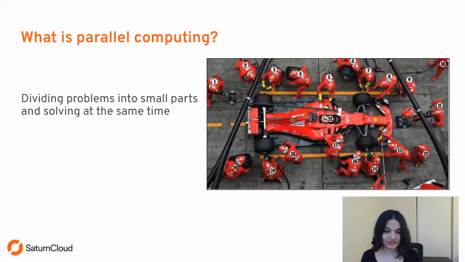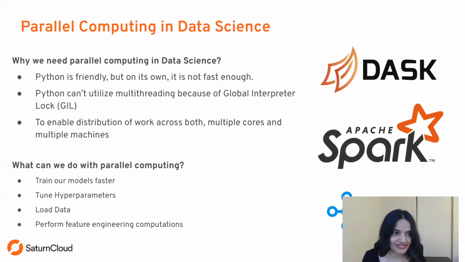It is possible because there are n number of people working together. There is this one big task, which is the pit stop, but they have divided this task into small parts. And this is exactly what parallel computing is. It is dividing the problem into small parts and solving them at the same time. So now we know what parallel computing is. But why do we need parallel computing in data science?